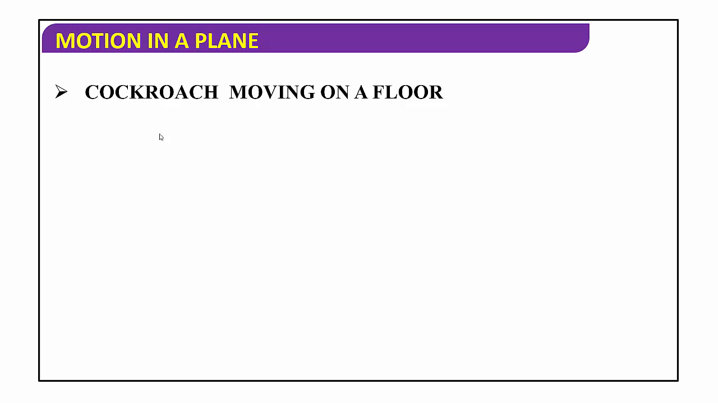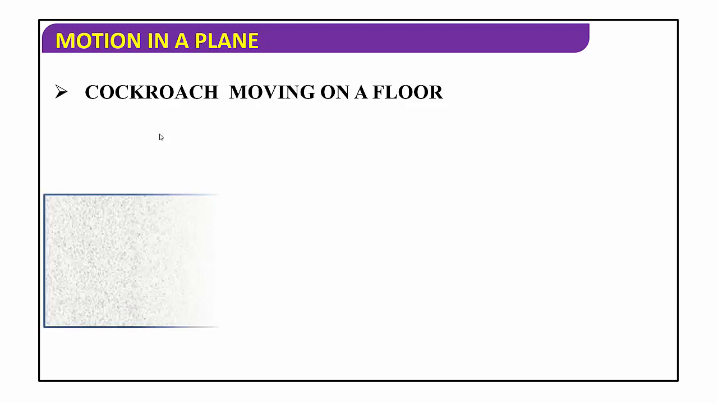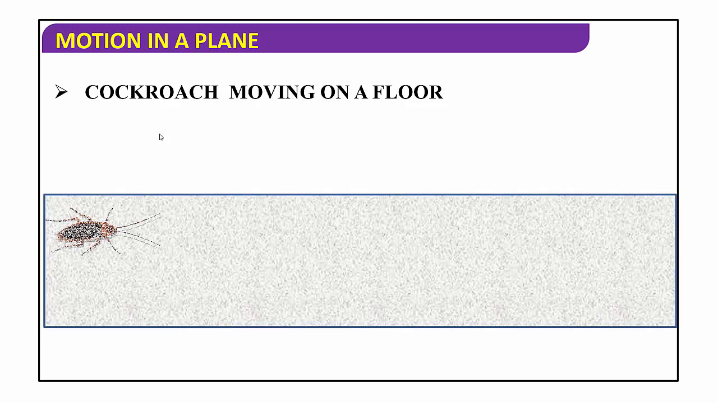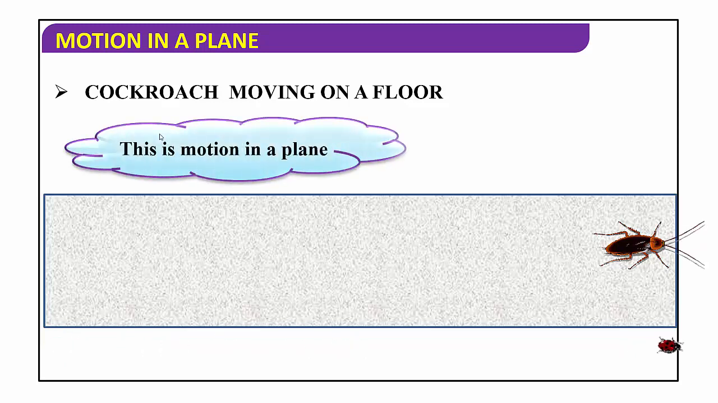Observe one more example. A cockroach moving on a floor. Yes, observe here. The cockroach is moving on a floor. How is it moving? Whether it is moving in a straight line? No. Observe one more time. The cockroach motion on the floor. So this cockroach is not having straight line motion. So this cockroach is having two-dimensional motion.